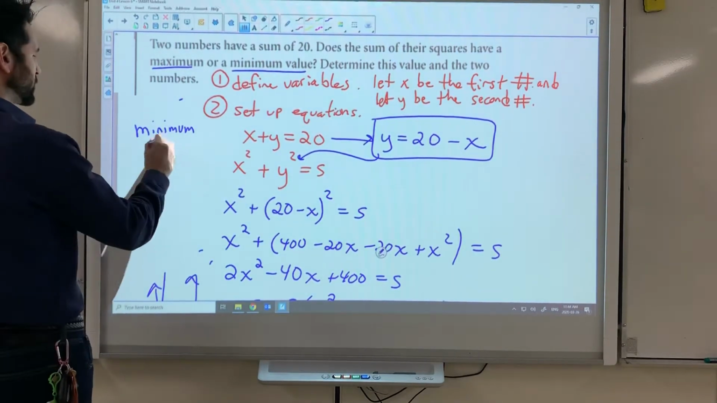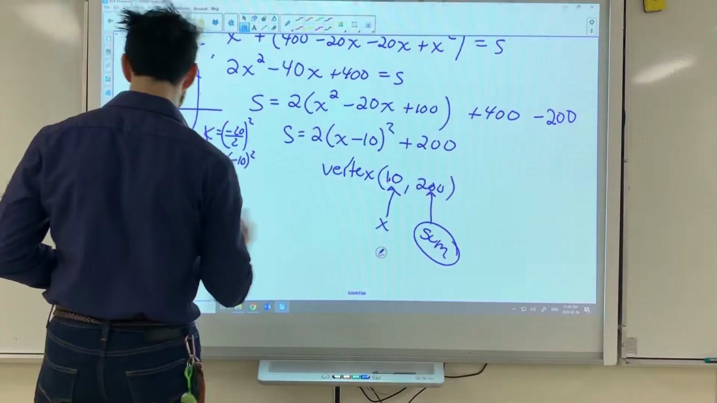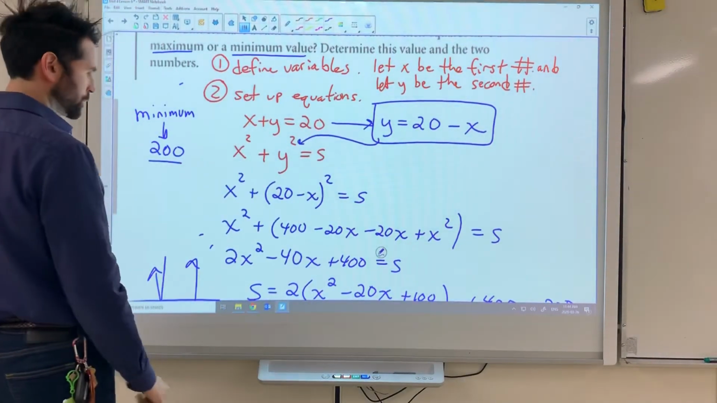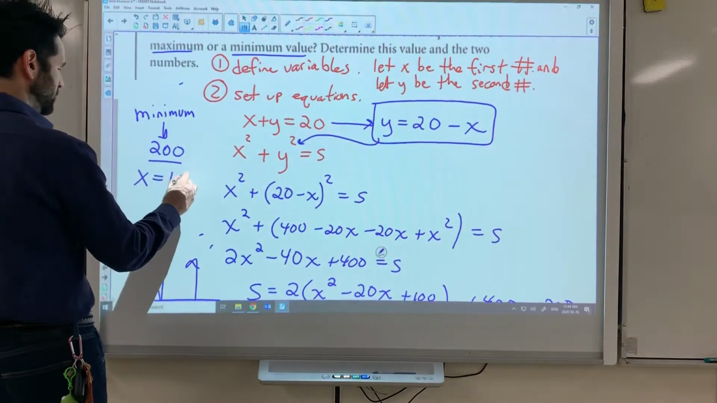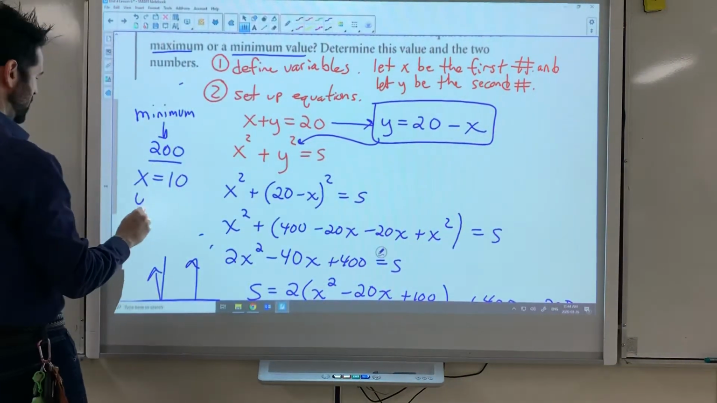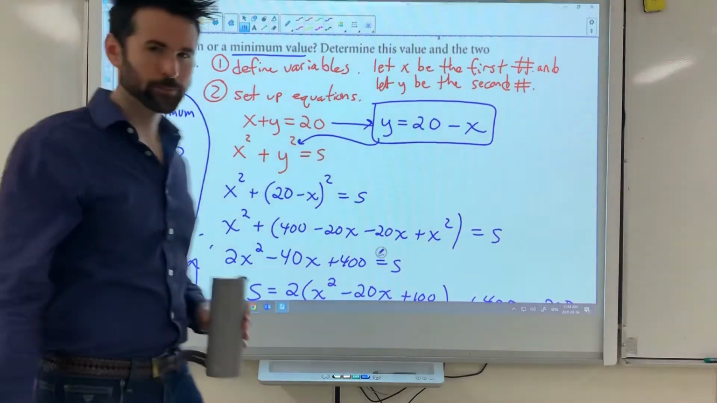And determine the value. Okay, the value of the minimum was 200, right? That's the y value over here. And then what are the two numbers? Well, my two numbers were x plus y equal 20. I know that x was equal to 10. Here's an equation for y. 20 minus 10 is 10, so y was 10. And I've now answered all the questions that they were asking.